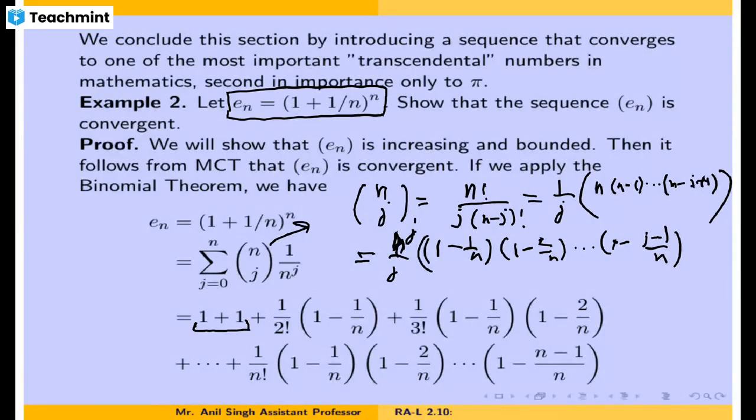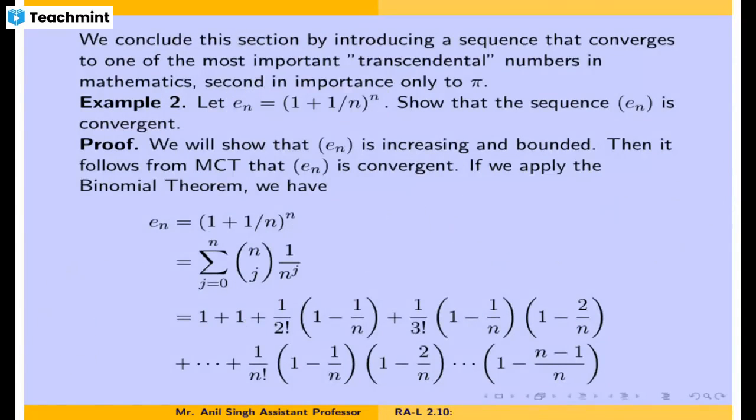Likewise, I have to find the next term en plus 1, which can be seen from here by substituting n plus 1 in place of n, but that term will contain one extra term from en. Since en has how many terms? It has n plus 1 terms. The sum of this en has n plus 1 terms, and so en plus 1 will contain n plus 2 terms.